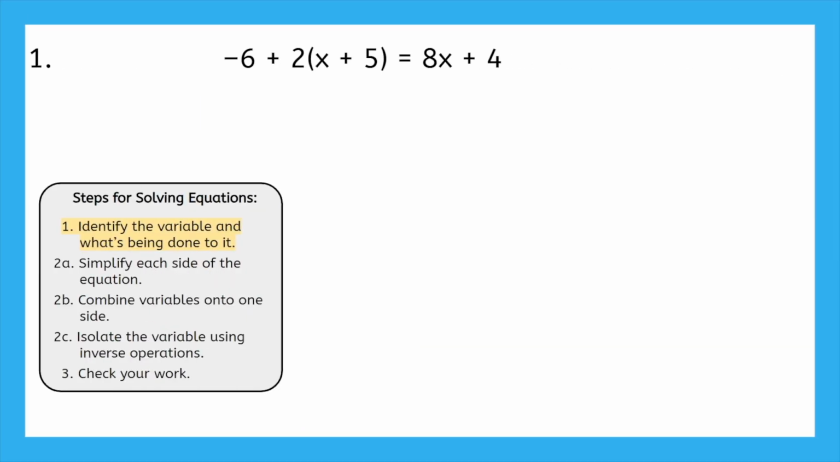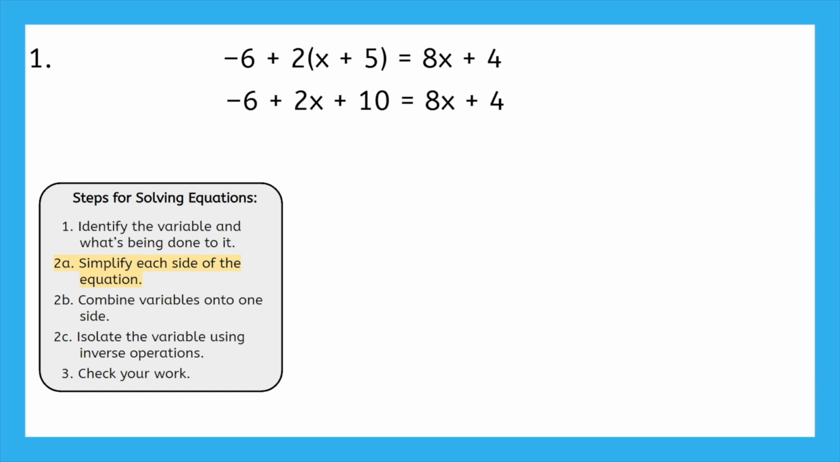Let's see how we did. I started by figuring out the variable was in two locations on opposite sides of the equal sign. Then I moved on to step 2a, simplifying. On the right side, I used the distributive property to multiply 2 through x and 5. That gave me negative 6 plus 2x plus 10 equals 8x plus 4.